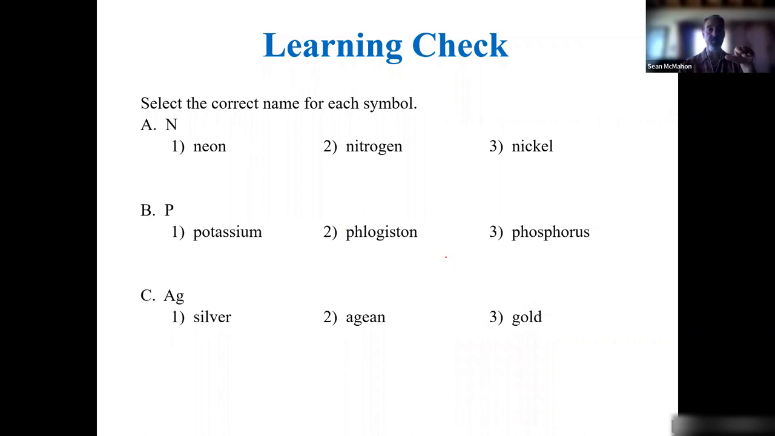So we have to kind of be able to match symbols with the names. So typically when I do these exercises, it's not a bad idea if you're watching the video, right, to pull out a periodic table. Now, if you see a periodic table, you'll see that N stands for nitrogen. P, phosphorus, and Ag we just went over with silver, okay? So if you don't have a periodic table, go ahead and pause the video, grab it. You can use your book.